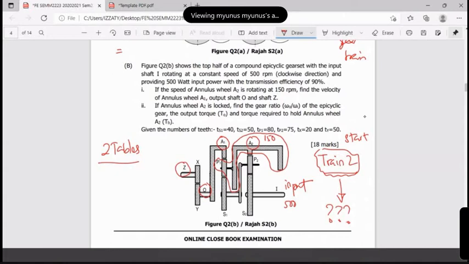This one you can do on your own, yeah? It's not very difficult. If A2 is locked, then you lock A2. If A2 is locked, find the gear ratio, correct? And the epicyclic gear, the output torque, and the torque required to hold A2. Okay, it's also not very difficult. So you can check this one in your notes.